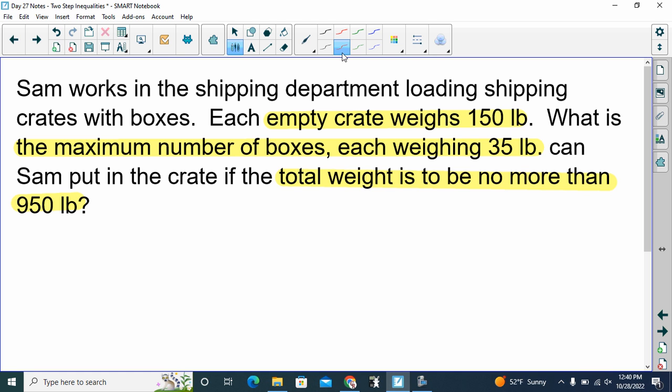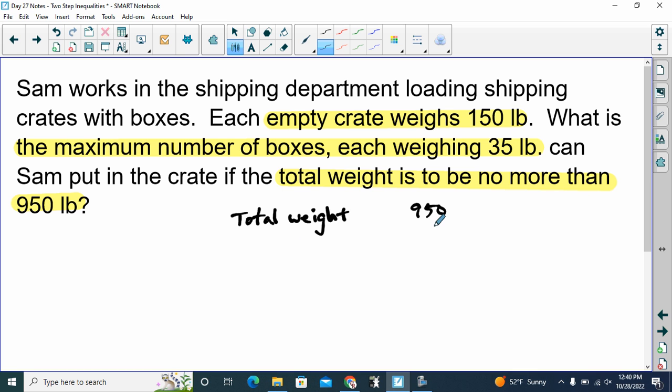We need to know how many boxes can we put in so that the total weight is no more than 950 pounds. So let's start with the basic part of the inequality. We want total weight to be no more than 950 pounds.